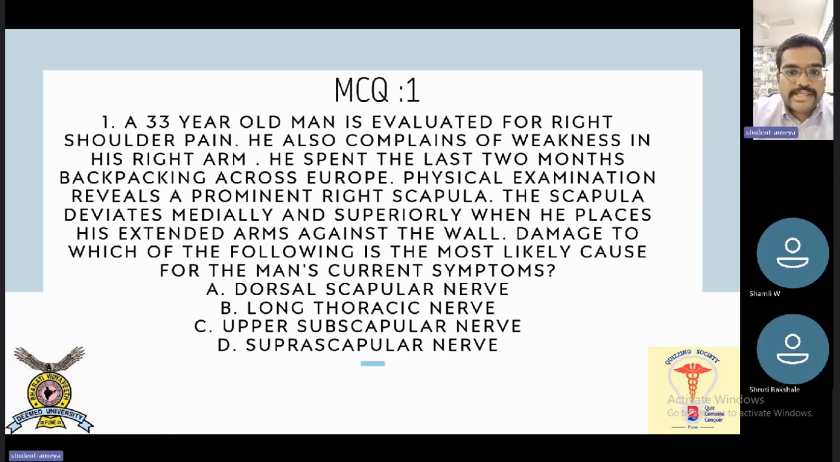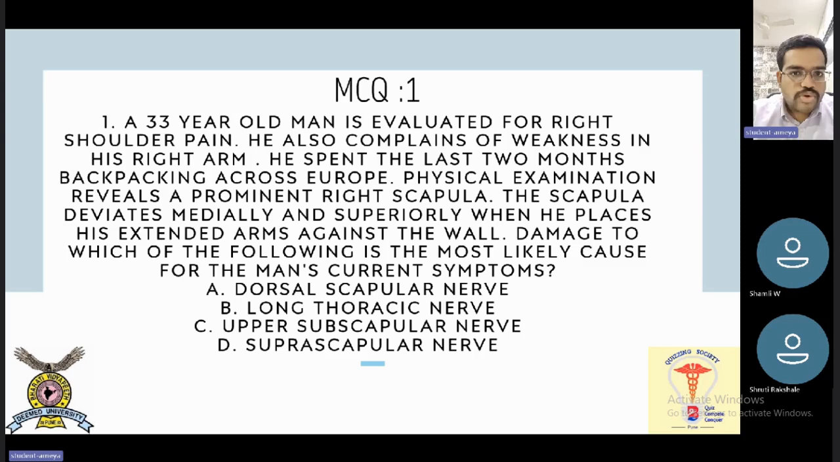Which of the following is the most likely cause for the man's current symptoms? Dorsal scapular nerve, long thoracic nerve, upper subscapular nerve, suprascapular nerve. Okay, so first of all, I come to know that all are nerves. Second thing is all are nerves of the upper limb. So this is brachial plexus. So the question has come from brachial plexus.